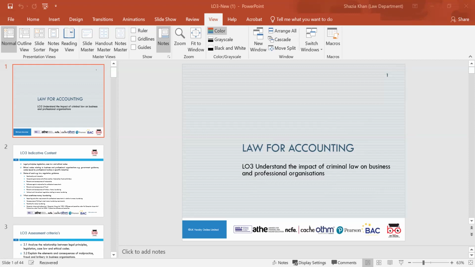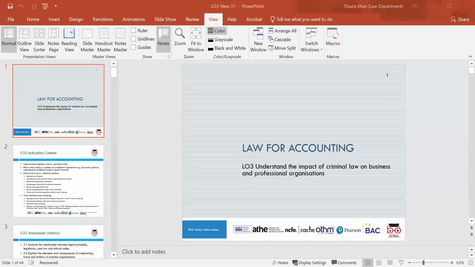So Companies Act 2006, Insolvency Act 1986, the Company Directors Disqualification Act 1986, Financial Services and Markets Act 2000, Criminal Justice Act 1993, so we looked at insider dealing, and Companies Act 1985, and Companies Act 2004.